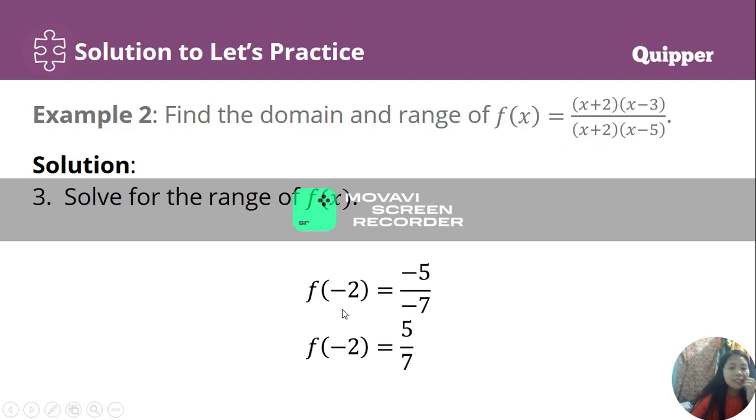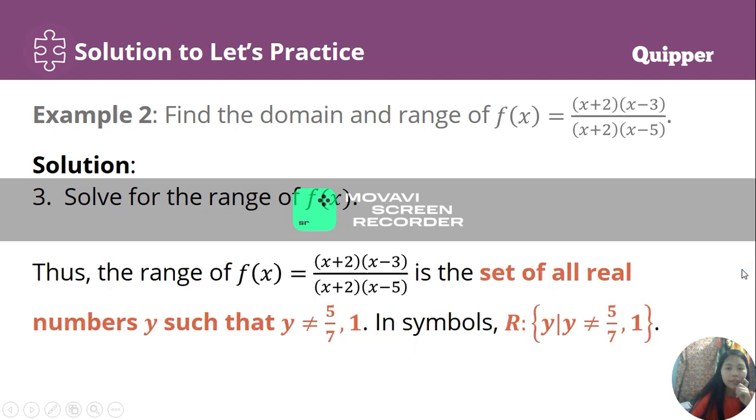So we will substitute here negative 2, that is negative 2 minus 3, that is negative 5, over negative 2 minus 5, that is negative 7. So negative divided by negative is positive. So our answer here is 5 over 7. In other words, we will also include 5 over 7 in our range. So we have two answers for our range, which is not equal to 5 over 7 and not equal to 1.